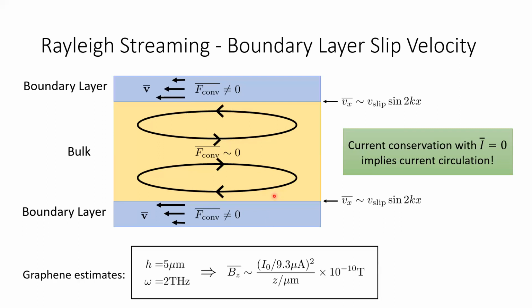So of course, with circulating currents, you can ask how much magnetization is in my sample. Can you actually see this? And so again, we take graphene. If we have an input frequency of 2 terahertz, we expect to see DC magnetic fields of order 10 to the minus 10 Tesla for roughly microamps of current. And if you position your magnetometer about 1 micrometer from the sample, right?